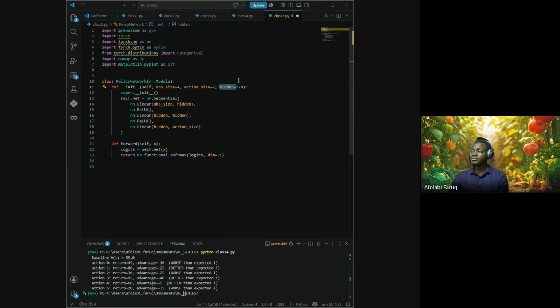Then the hidden layer is 128 units. Since this is the output of the previous layer, the first layer's output is 128, so the input of the second layer will be 128, and the output 128 as well. Since this is output 128, this is also taking in 128 as its input and then outputting the action size, which is 2, deciding on which direction to go, left or right. Now this x represents the input that is going to be passed. It's going to pass it to this, and then we compute the softmax of this. That's basically what we've done here.